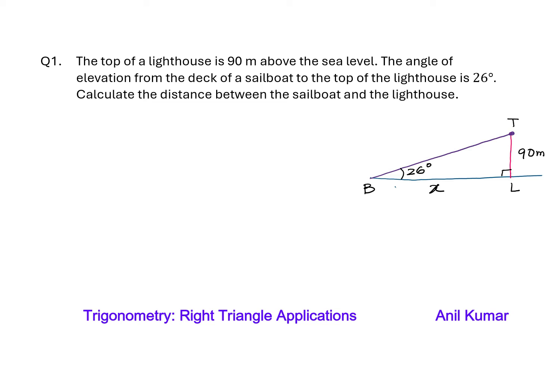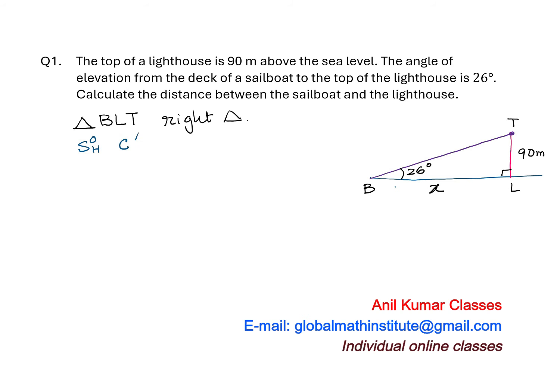We have a right angle triangle. So we can see that we have a triangle which is BLT in this case, which is a right triangle. Perfect. So we can apply the trigonometric ratios to solve it. Amongst the ratios we have learned, sine is the ratio of opposite to hypotenuse, cosine is adjacent to hypotenuse, tan is opposite to adjacent. So which ratio should you use to solve the question?